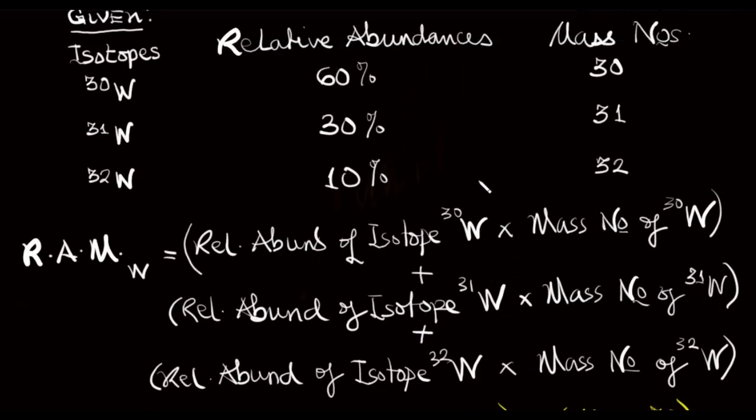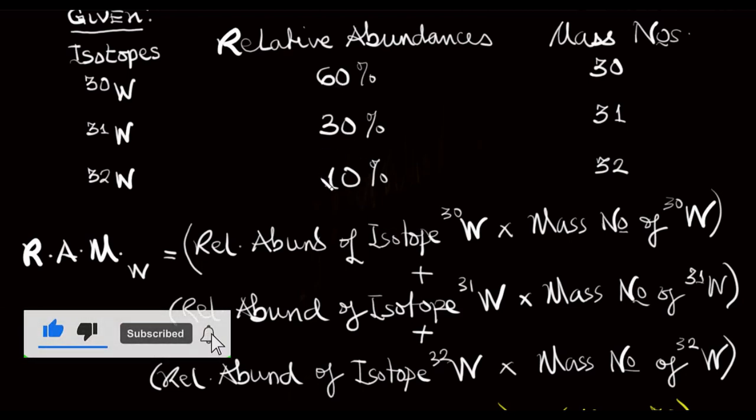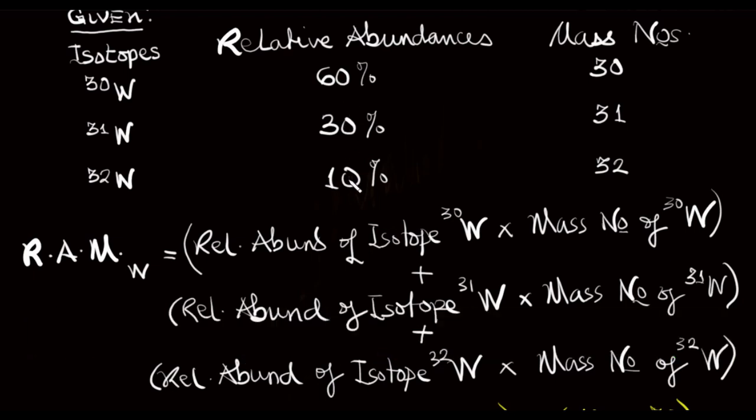One thing you should note here is that before you start your calculations, endeavor to ensure that the sum of the relative percentage abundances is equal to 100%. That is, if they are expressed in percentage, make sure that the sum of the relative abundances of the isotopes equals 100%. If not, it means that something is missing and needs to be accounted for.